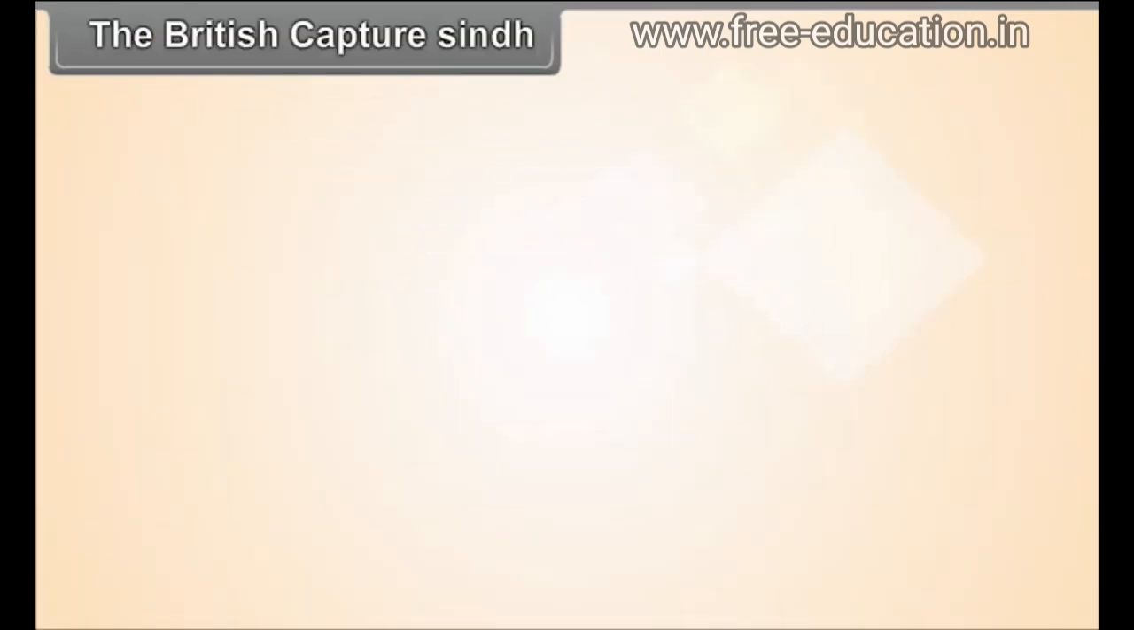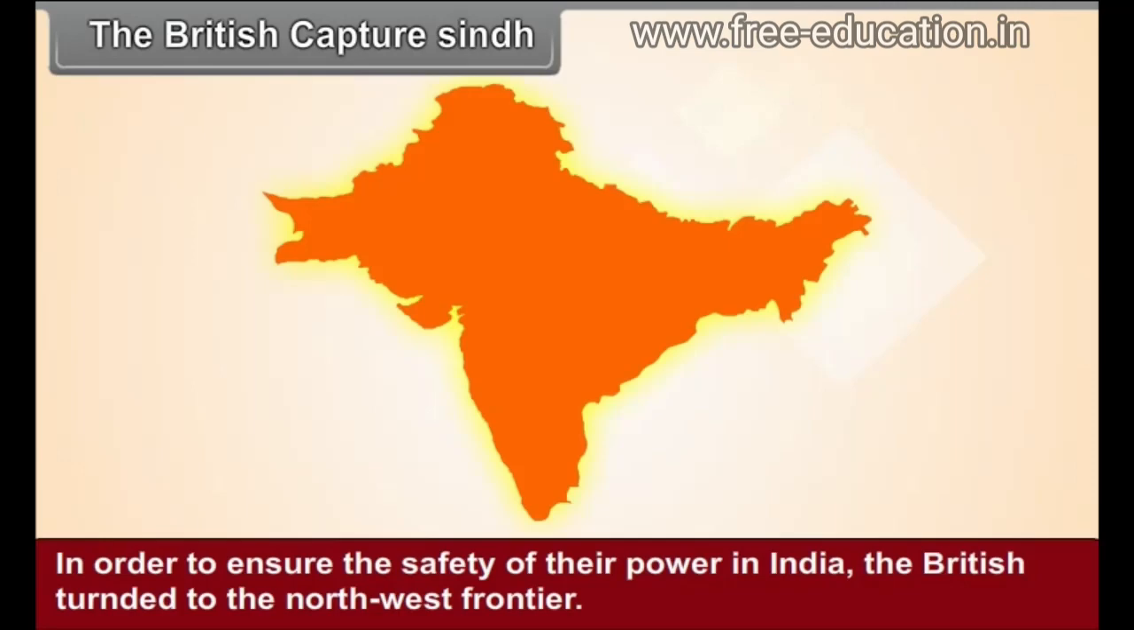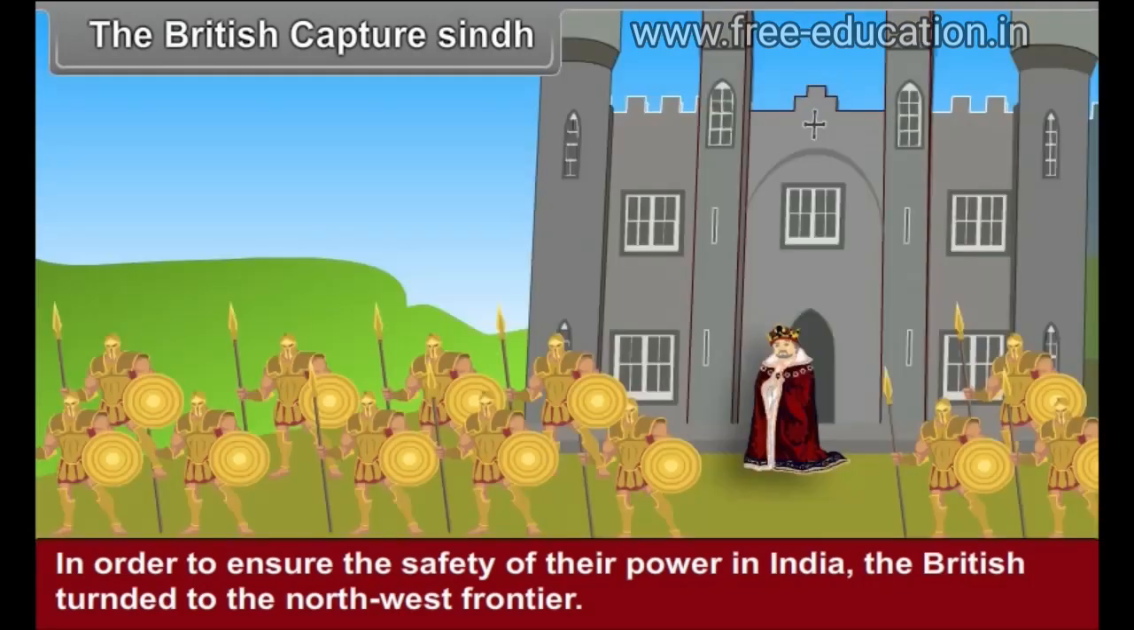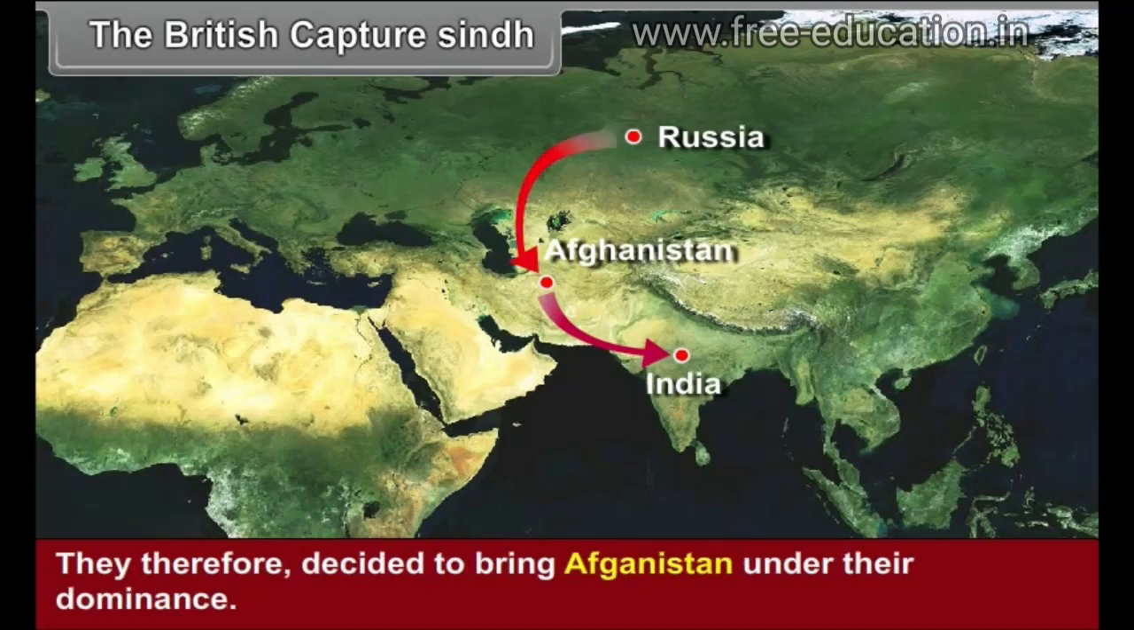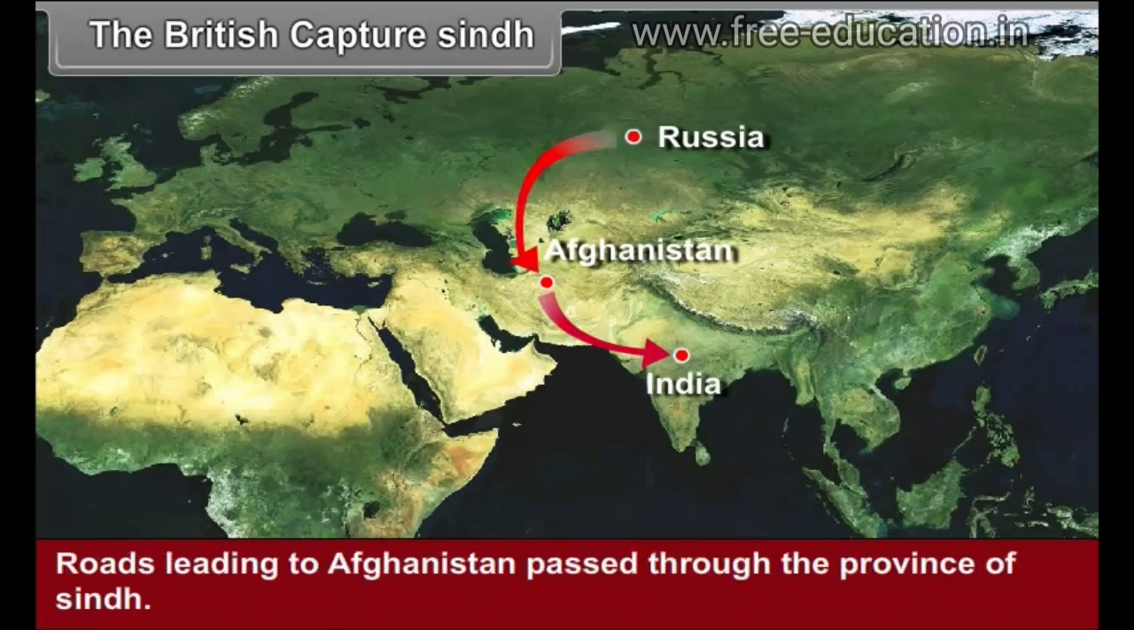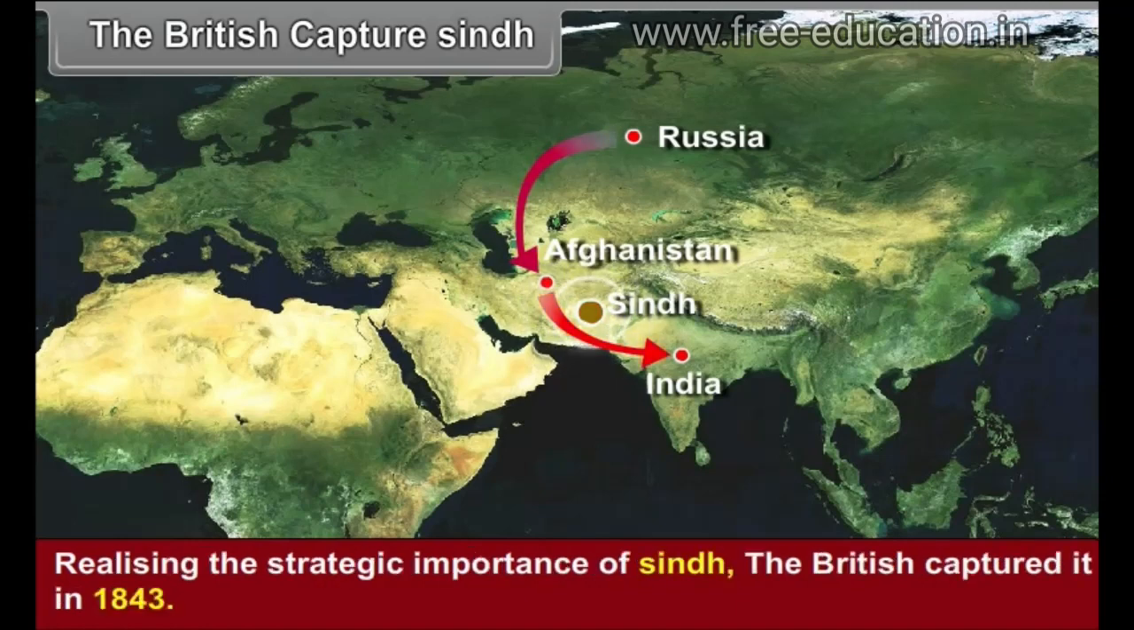The British capture Sindh. In order to ensure the safety of their power in India, the British turned to the northwest frontier. The British were afraid of Russian aggression on India via Afghanistan. They, therefore, decided to bring Afghanistan under their dominance. Roads leading to Afghanistan passed through the province of Sindh. Realizing the strategic importance of Sindh, the British captured it in 1843.